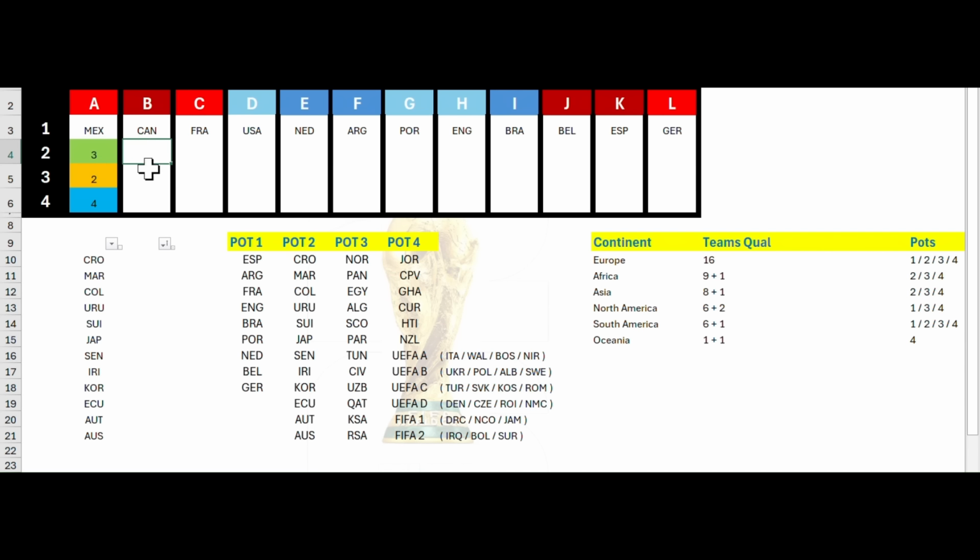For Canada's group, the order is different. It's pot 4, pot 3, then pot 2 in their last match. For Group C, they open with pot 2, so theoretically their toughest match first, then pot 4, then pot 3. And this pattern is repeated right the way through to the end of the draw.